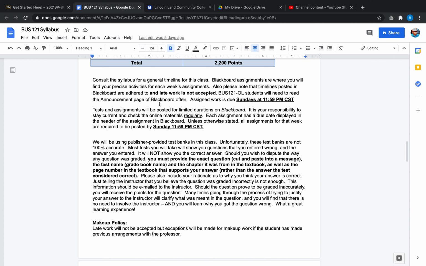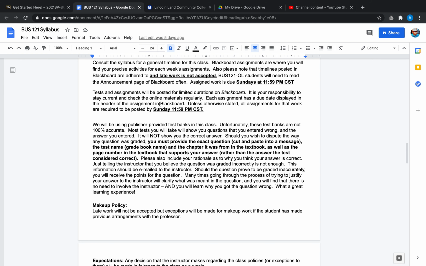So consult the syllabus for general timelines for the course. Blackboard assignments are where you will find your precise activities for each week's assignments. Also, please note the timelines posted in Blackboard are adhered to. Late work is not accepted. Generally, for every week, the course will start at midnight on Monday, and it'll go all the way until Sunday at 11:59. So think of that as your work week to complete everything that you need to get done. And if it is turned in past that Sunday at 11:59, that will be considered late.